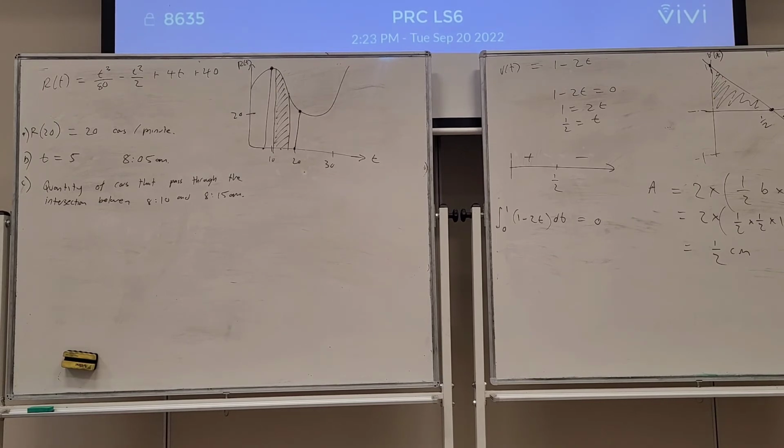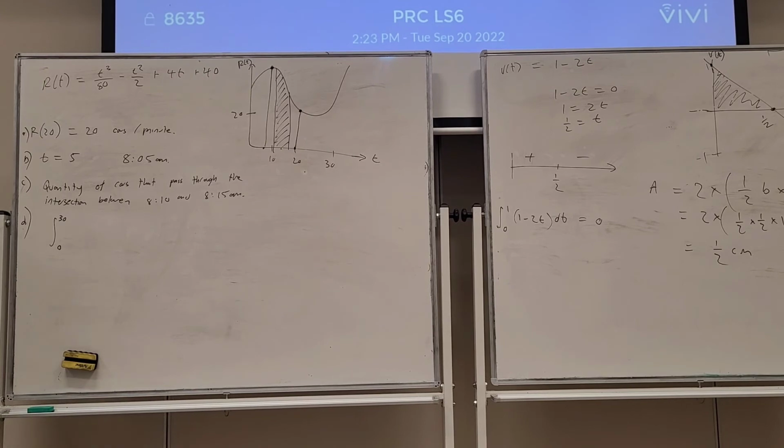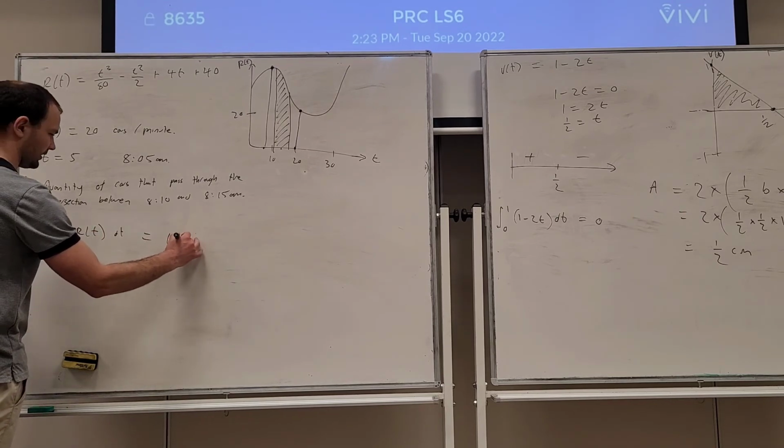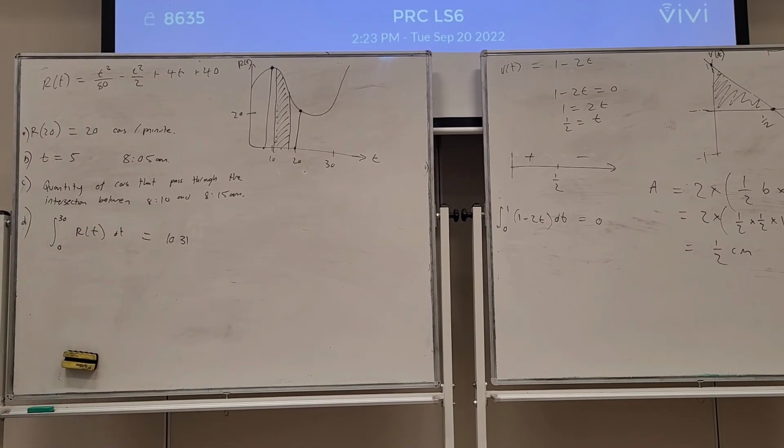Okay, part D, how many cars passed between 8 and 8:30? So you're going to do the integral from 0 to 30. On the x-axis we have time in minutes past 8 a.m., of the R of t function. Alright, and if you evaluate that, I think you get 1,041 cars.